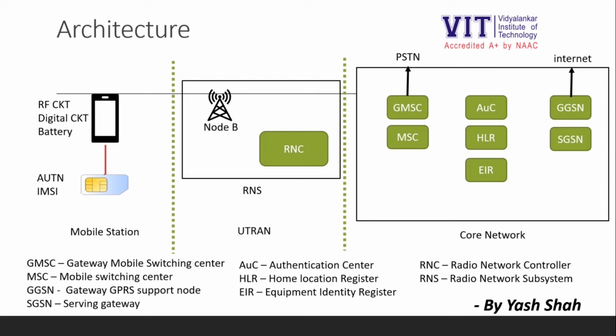Moving on, we have UTRAN. In UTRAN, we have different RNSs. Now, what is an RNS? RNS is a radio network subsystem, and a collection of multiple RNS makes a UTRAN.